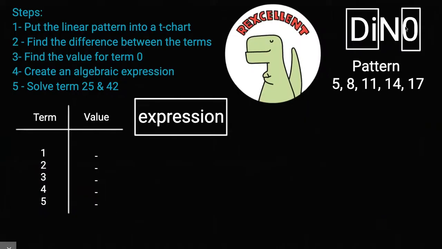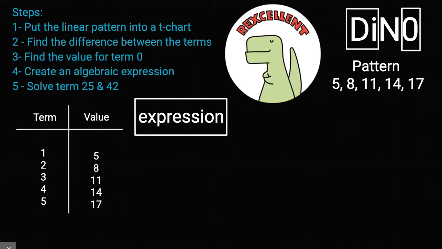Okay, so in the first one, we have a pattern of 5, 8, 11, 14, 17. So our step 1 is to put this linear pattern into a T-chart. What I've done already is I've created a T-chart. On the left side, we have the word term, and then on the right side, we have the term value. And I have 5 different terms. So what I would do is then fill them in. Of course, if you're doing this outside of this video, you will actually have to build this T-chart yourself. So 5, 8, 11, 14, 17. That's the pattern we're working with.